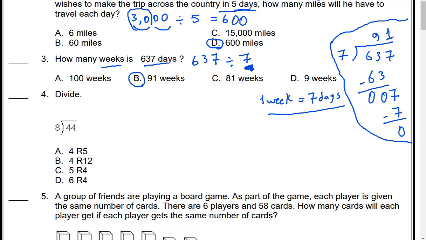We will divide 44 by 8. What number multiplied by 8 gives 44 or less? I want 44 or less.